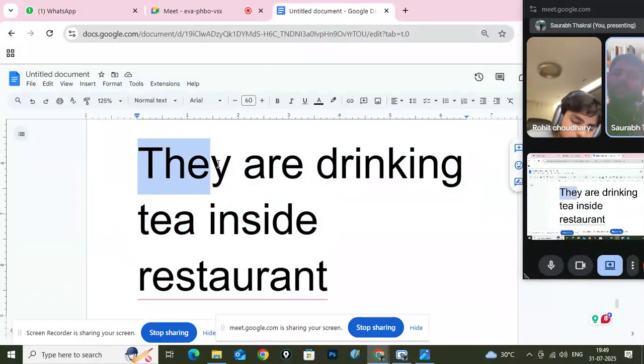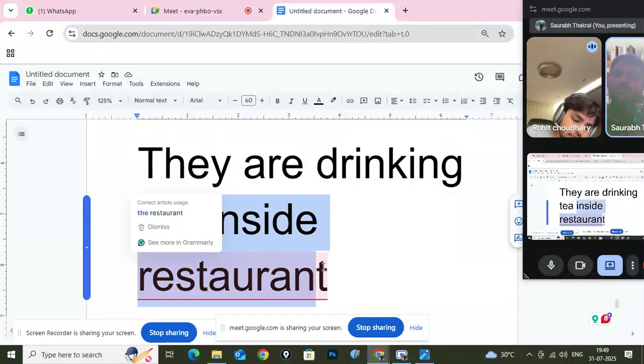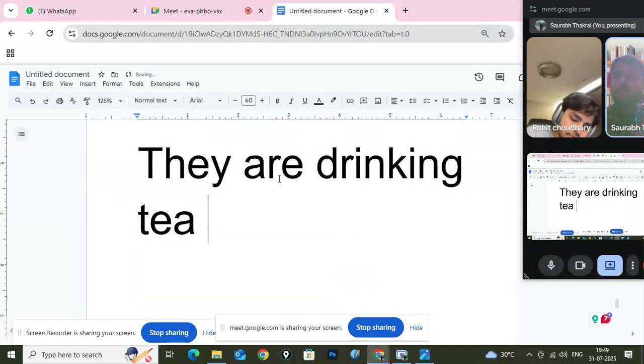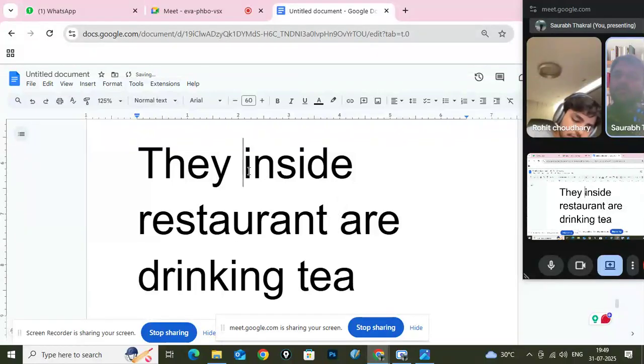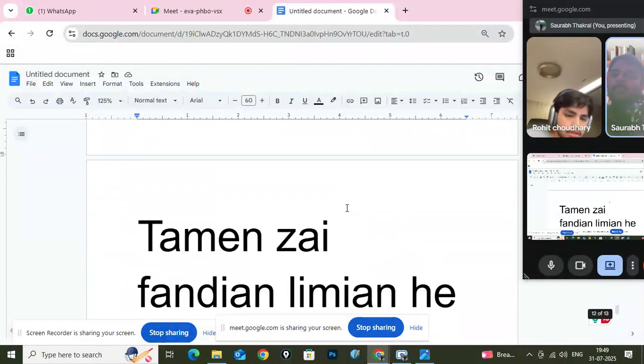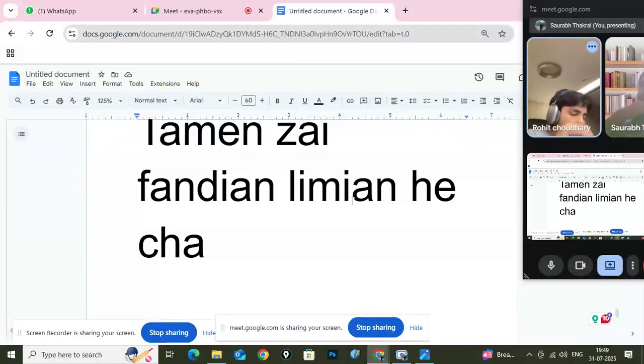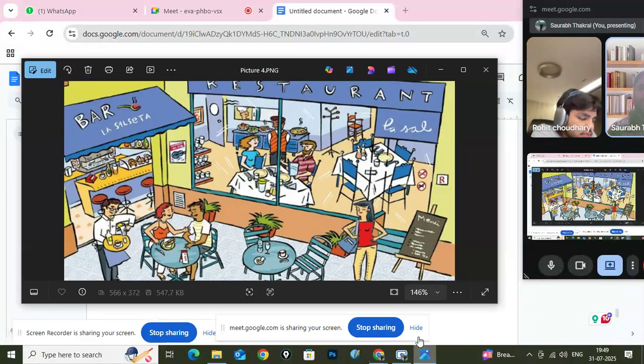They is the subject, drink is the verb, tea is the object. Inside restaurant is the additional detail, so that is why it came here. So Thaman, they, Zai, this location, drink tea. Okay, they are drinking tea. Maybe we can say rice also. Two people are eating rice because we have done rice.